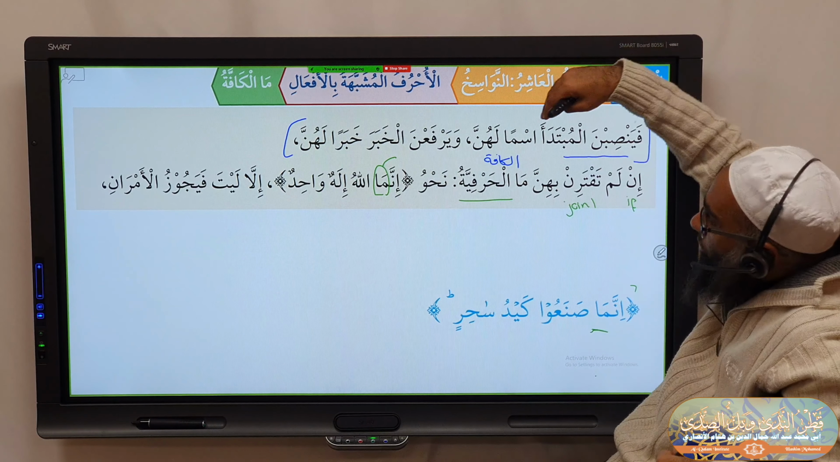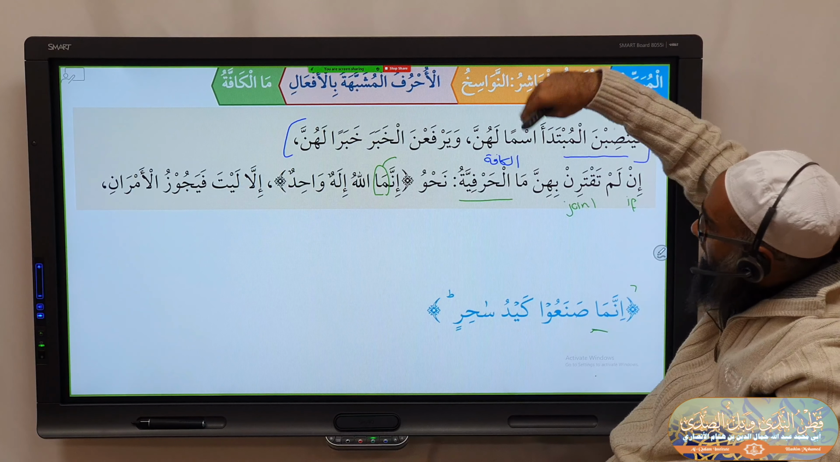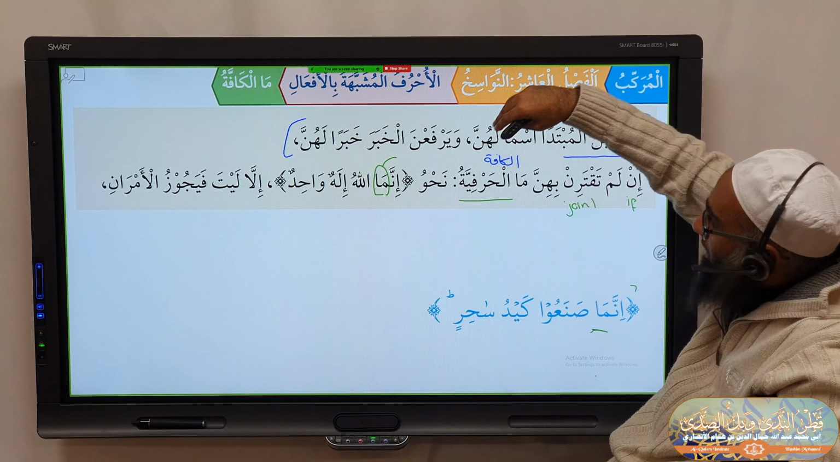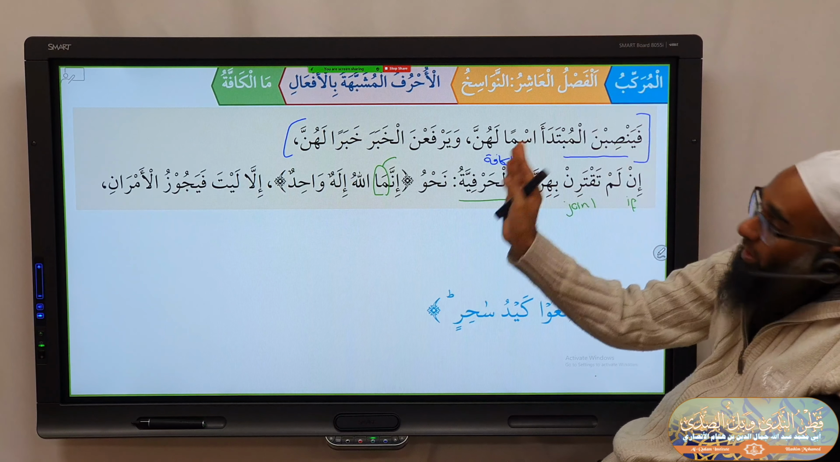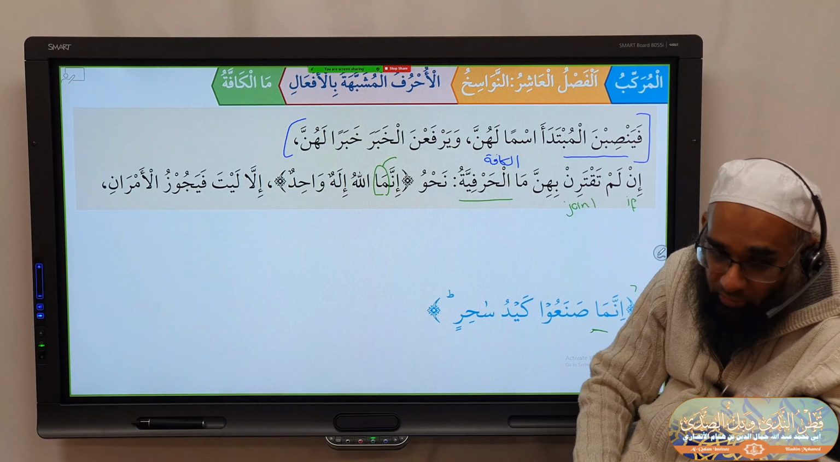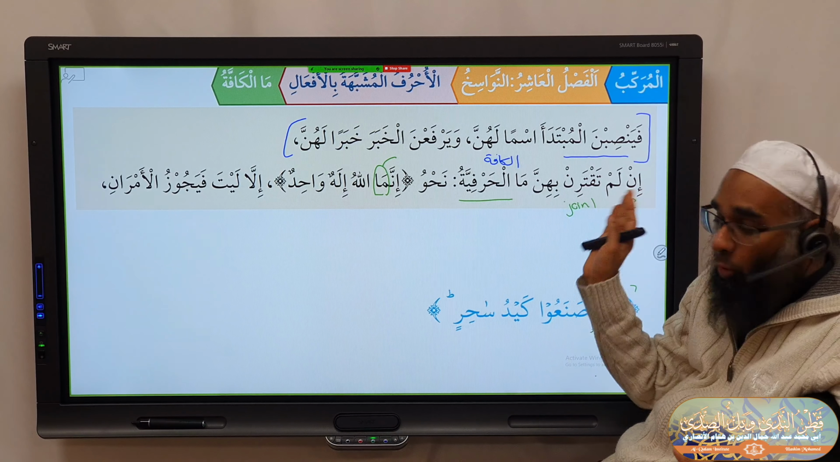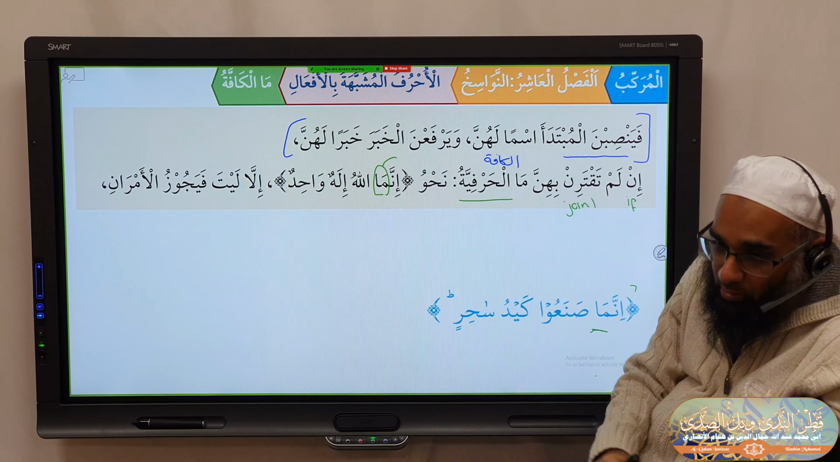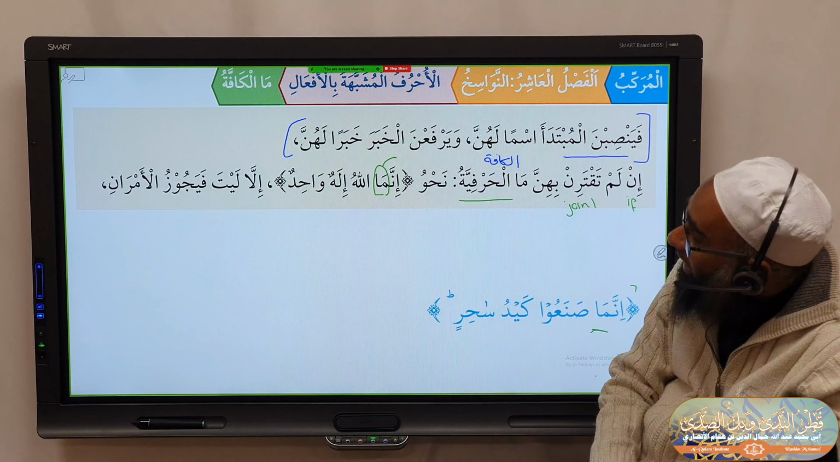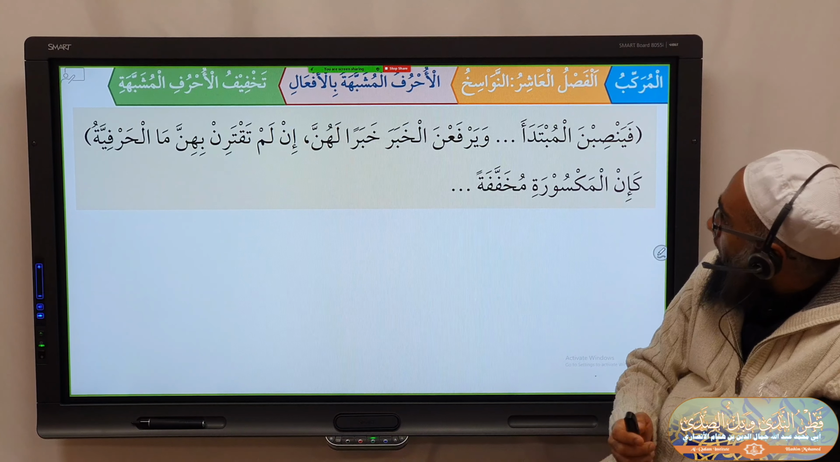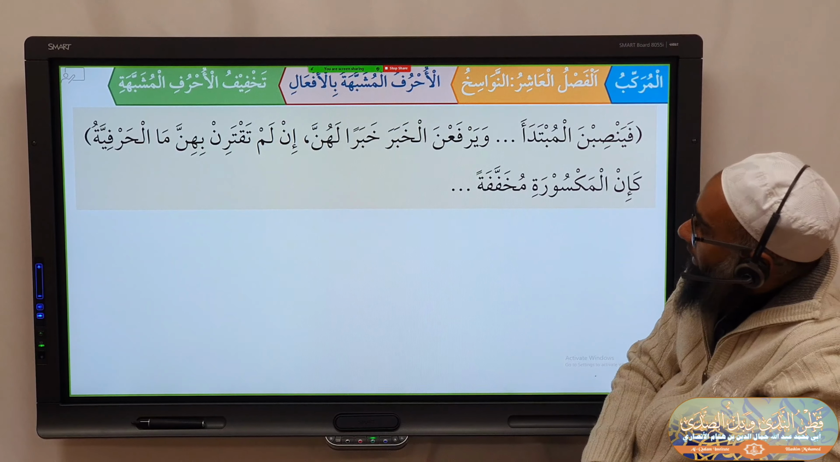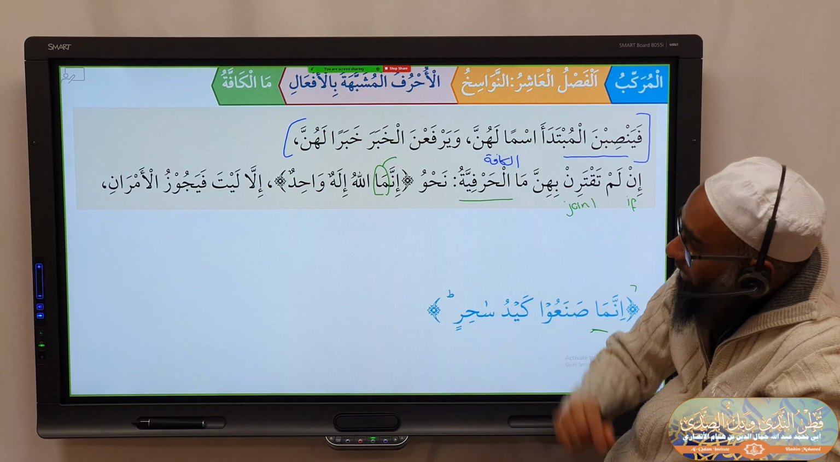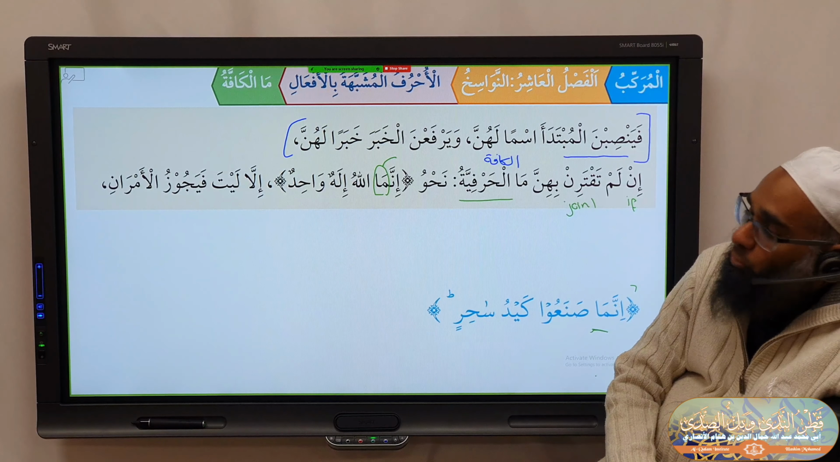So these huruf mushabbahatun bil fa'il, they make the mubtada mansub as its ism, and the khabar marfu as its khabar, if and only if it is not joined to ma harfiya. Like innamallahu ilahun wahid. Okay? And then we'll continue tomorrow. Illa layta, fa yajuzul amran.